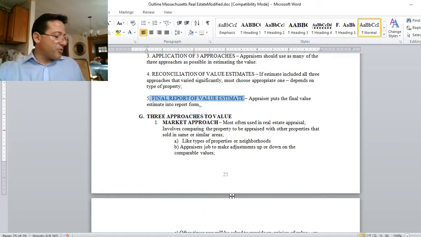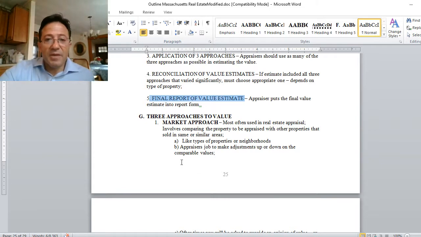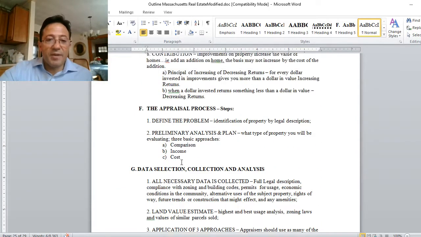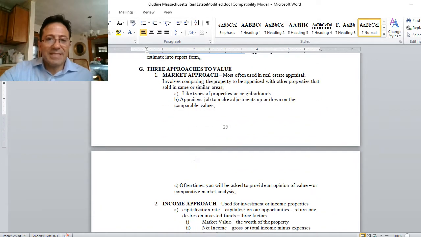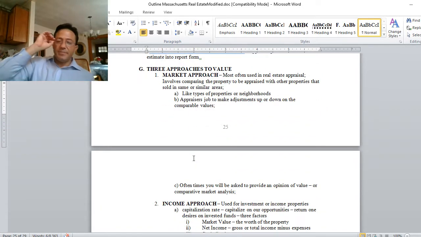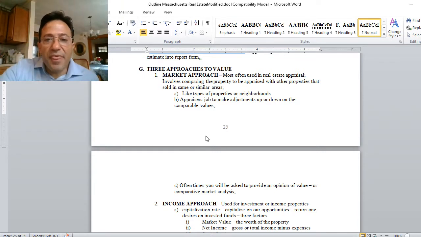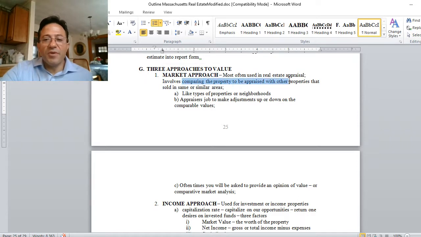So the first of the approaches that we're going to talk about now, that we talked about what an appraiser does, okay, the process. That's how they try to get to where they need to be, right? So let's talk about the three approaches that an appraiser will take. First one is the market approach, and this is the most common one in a residential setting, as I mentioned, okay? It involves comparing the property to be appraised with other properties that have sold in the same or similar areas.